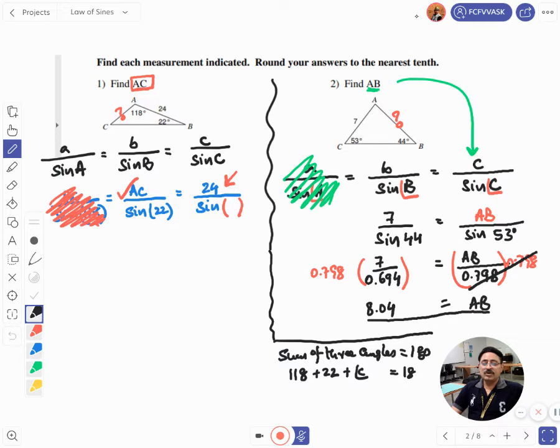Yes. So you can compute, 118 plus 22. That gives me 140 degrees. Plus C is 180. You can use a simple algebra to isolate C. So you get that the value of C equals to 40 degrees. So that value I'm taking.